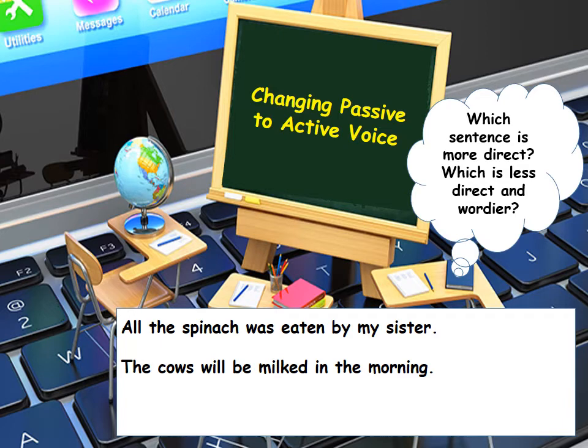Sentences written in active voice are stronger or more direct than sentences in passive voice. To change passive voice to active voice, ask yourself, who or what did the action that the subject received?